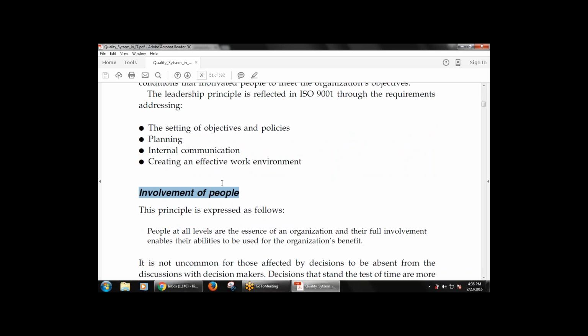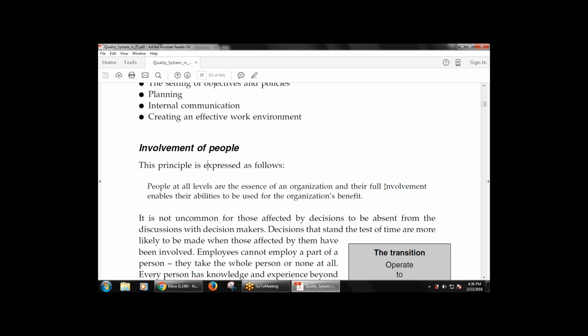Now, we can say the leadership style is the involvement of the people. Involvement of the people is one of the important principles. People at all levels are the essence of the organization, and their full involvement enables their abilities to be used for the organization's benefit. So the involvement of the people is also one of the benefits available for the organization.